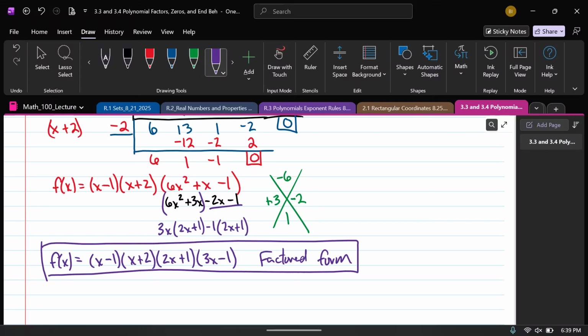That's good news, because it factored into 4 little pieces. So we took that big polynomial we started with, and we were able to break it into 4 small pieces that are easy to deal with. The zeros: we got x equals positive 1. We got x equals negative 2.